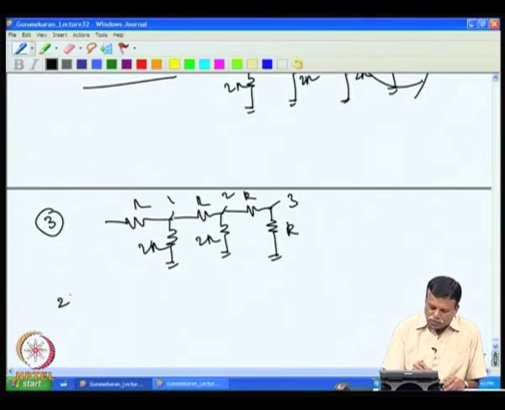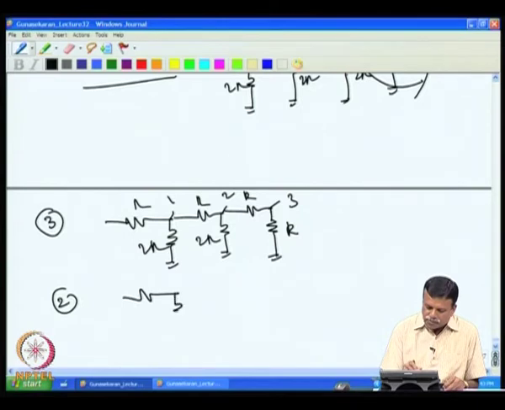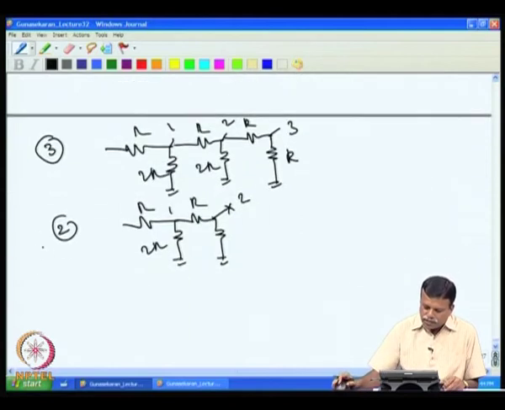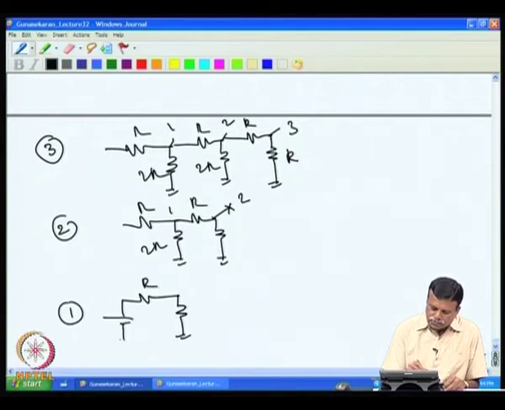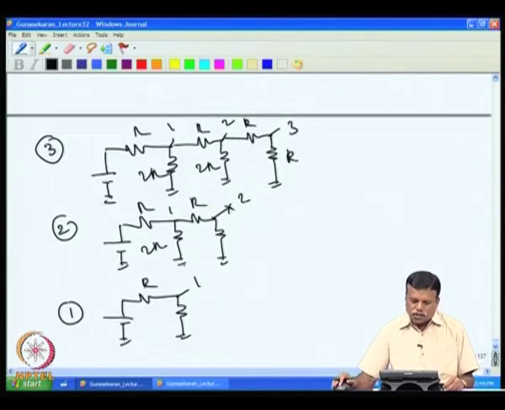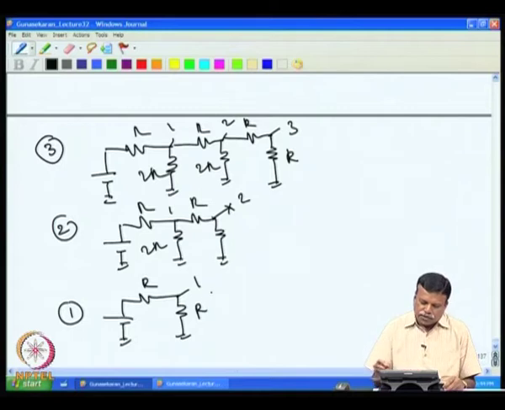For example, at node 2 it actually becomes much simpler. So, you have R and 2R, then I have R and again R, that is node 2, that is node 1. Then if I simplify to node 1, then it actually becomes R and R. That is node 1. So, if you carefully see, always we are getting a simplified node of R and R.